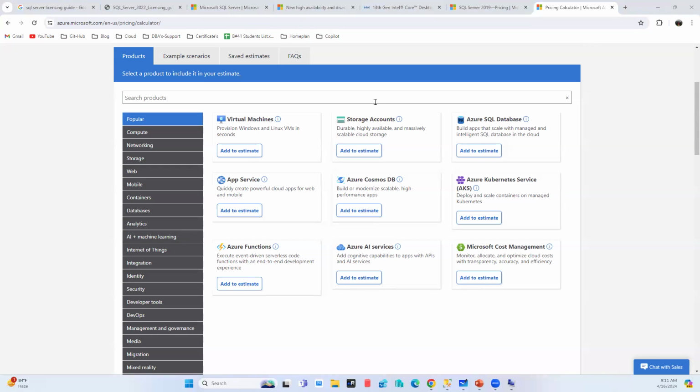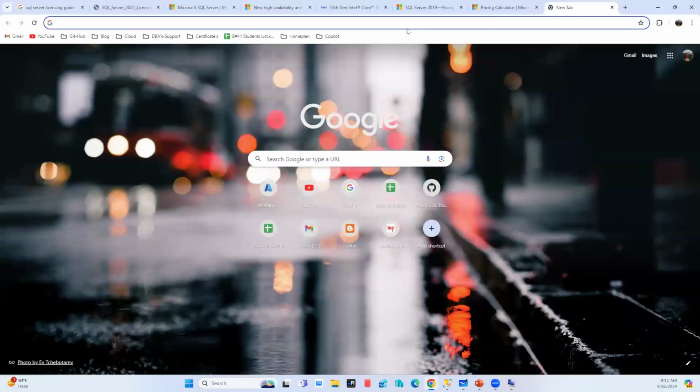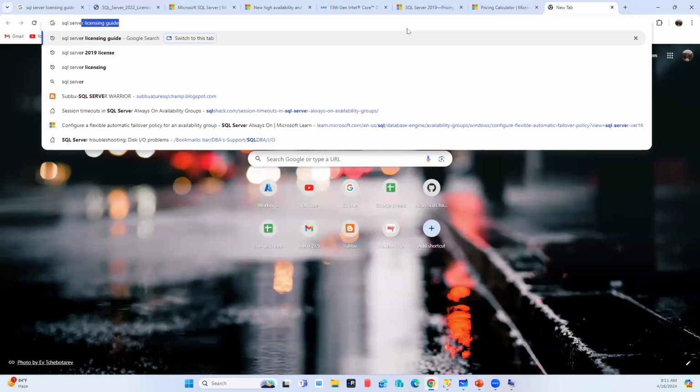Now we know that whenever we are going to purchase, these are the varieties of licensing available. Now, sir, you also want to know about the editions.